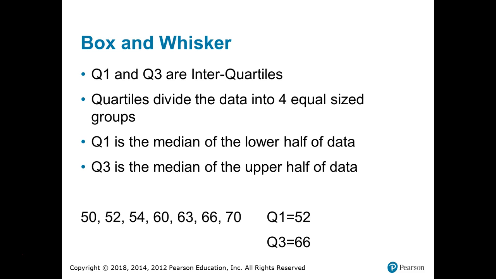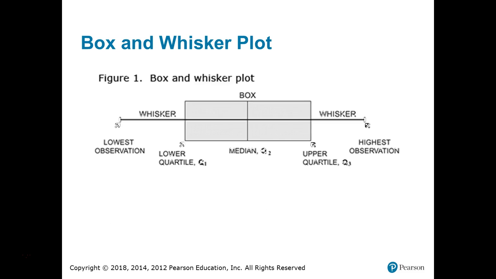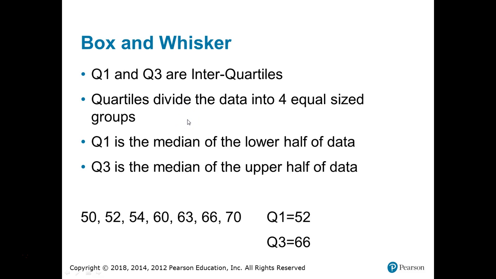So, like the name suggests, a quartile divides the data into 4 equal-sized groups. So the lengths might not be equal, but the number of data points in each of these quartiles would be the same. So Q1 is just going to be the median of the lower half of the data. Q3 is going to be the median of the upper half of the data.